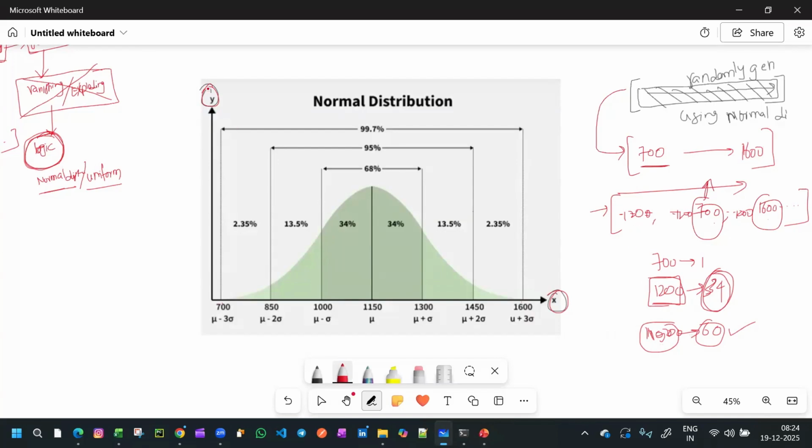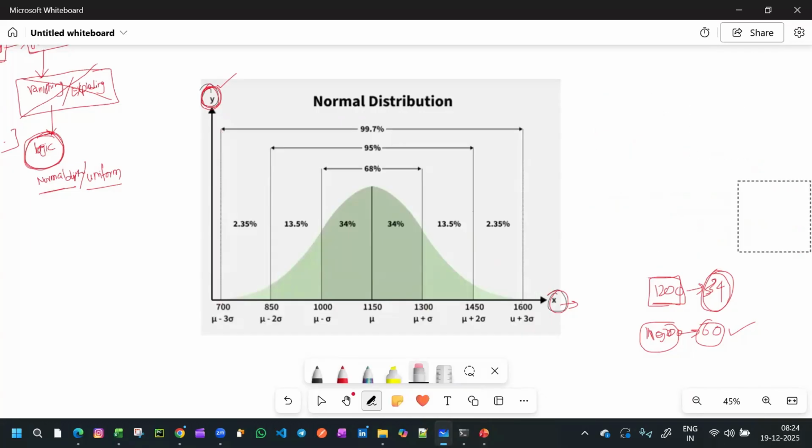So the y-axis indicates how many times a value is repeated or available in the data set. The x-axis indicates the values. The y-axis indicates how many times the value is present in the data set. Clear so far? Okay.